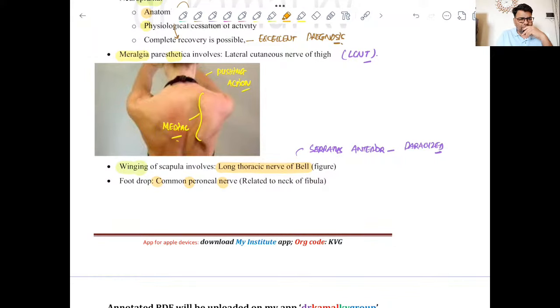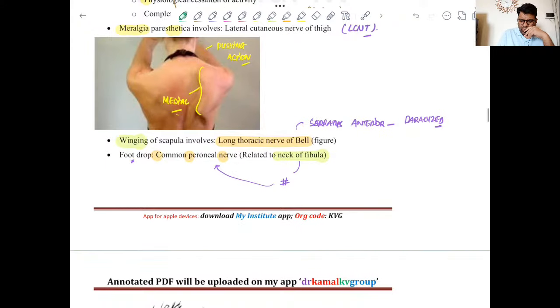And why we always discuss this question? Because this nerve passes around the neck of fibula. So whenever there is a fracture of neck of fibula, this nerve can get injured and patient will develop foot drop. Not to confuse with wrist drop, which is because of radial nerve injury.